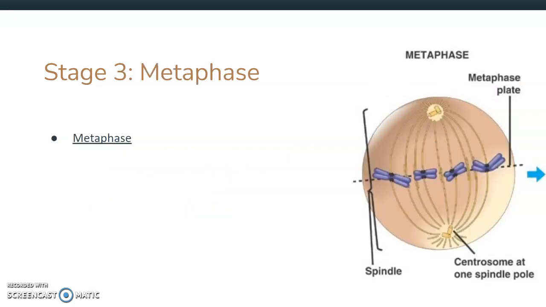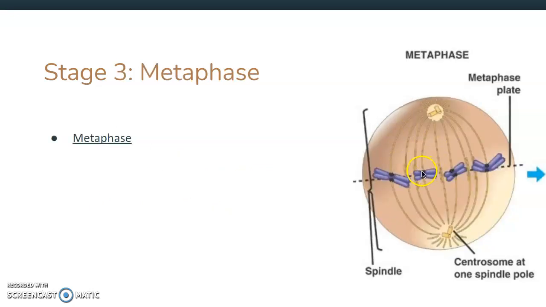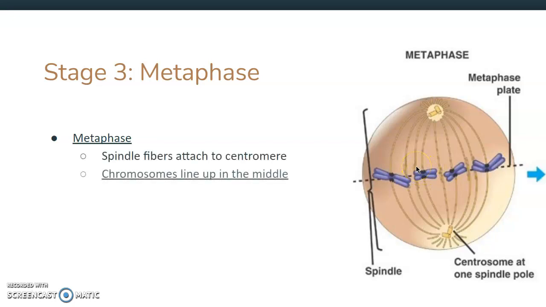Our next step is metaphase. So what happened here is our spindle fibers, these little fibers that we had start to show, attached to the center of our chromosomes, and they all lined up in the middle.